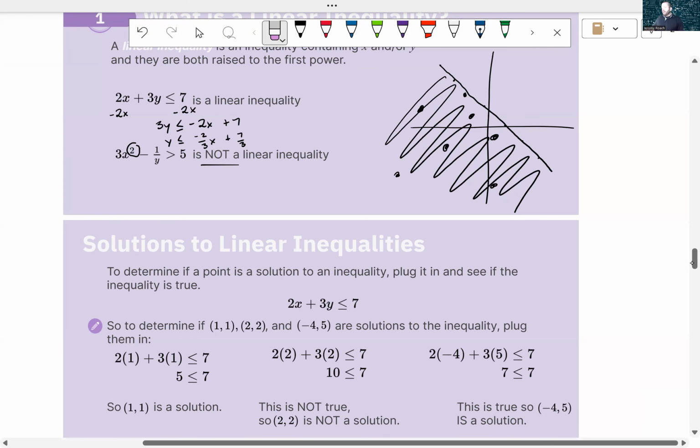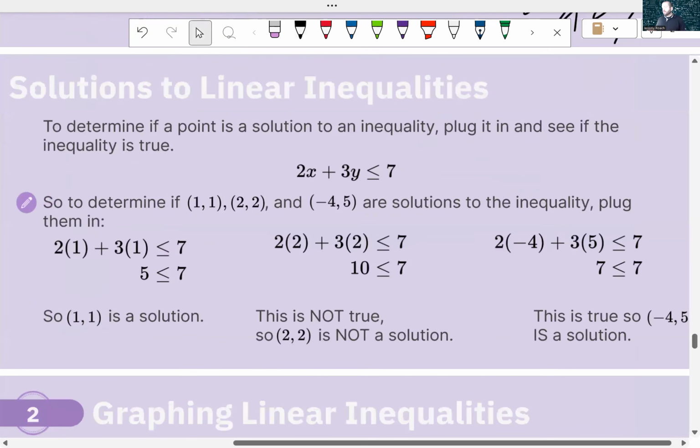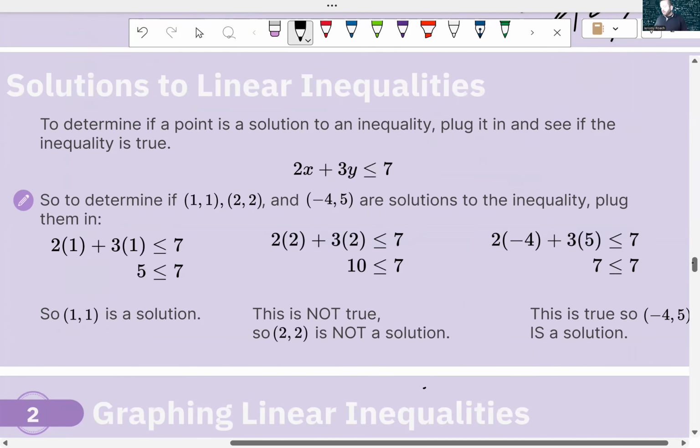Now, instead of just graphing and checking on the graph to see if a certain point is a solution, we can directly plug in that point or that value into our inequality. So if we want to find if 1, 1 is in that shaded region, all we have to do is plug in 1 for x and 1 for y. We can do 2 times 1 plus 3 times 1 is less than or equal to 7. We get 2 plus 3 is 5, which is less than or equal to 7. And that's a true statement. So because that's a true statement, we say that 1, 1 is a solution.